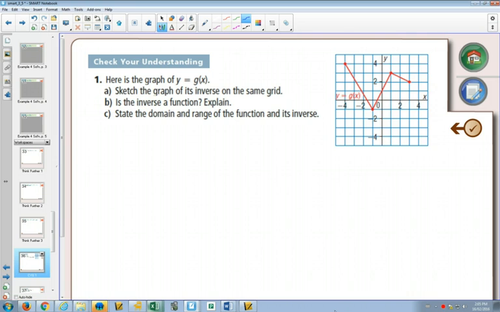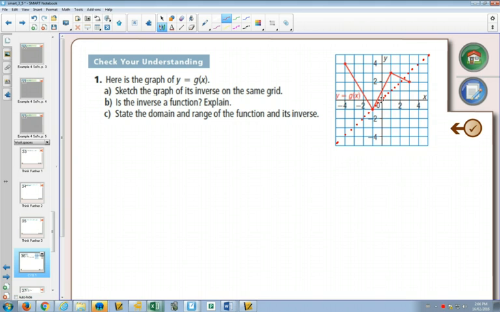Now, when we go to do our inverse, what's going to happen is we're going to flip over this line. So we can draw the dotted line, y equals x there. So we're going to imagine flipping that over that. The other thing we do algebraically is we just switch the x and the y values.